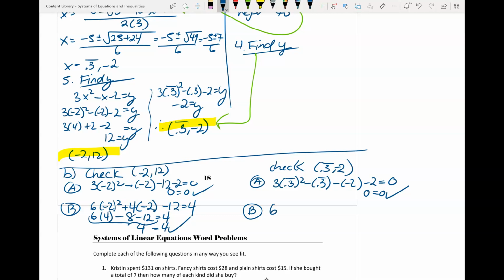For the next one, we have 6 times 0.3 repeating squared plus 4 times 0.3 repeating minus our y, and this should be 4. Put this in your calculator, and it will give you back 4, and that's what we needed, and that's good. So it happens that our two answers we found using substitution and elimination are good.